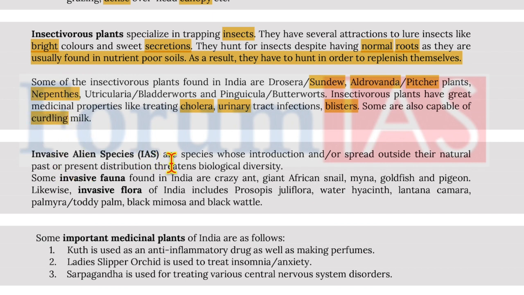Now, invasive alien species are species whose introduction or spread outside their natural past or present distribution threatens biological diversity. Now, some invasive fauna found in India are crazy ant, giant African snail, myna, goldfish, pigeon, etc. Likewise, invasive flora of India includes Prosopis juliflora, water hyacinth, Lantana camara, toddy palm, black mimosa, black wattle.